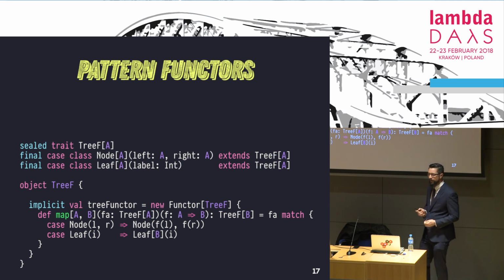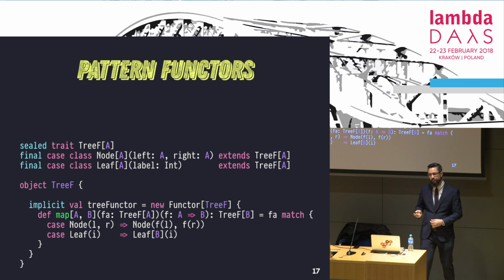Okay? And it's almost trivial to write a functor instance for that type. You just have to apply the function f to each branch of the node, and that's okay. Leaf is like Nil for the List functor. It just contains nothing, so we just have to change its type parameter when we map it. Okay, so far so good.